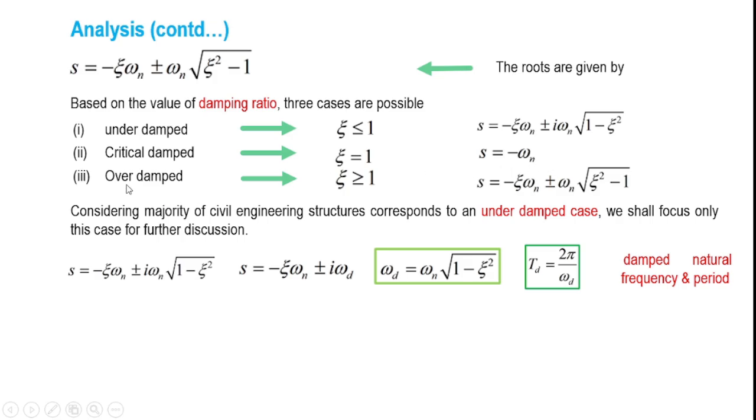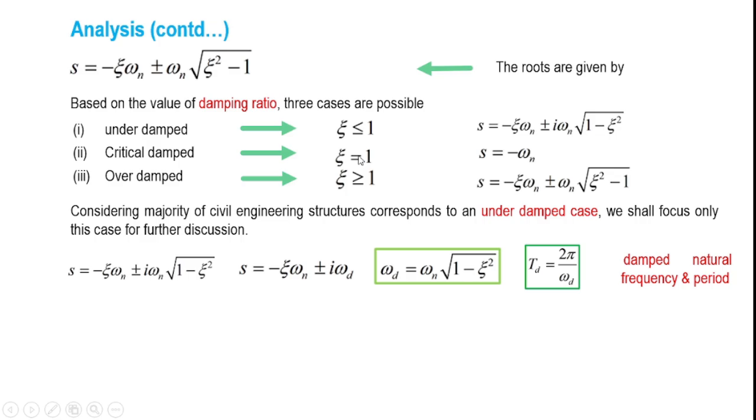Now for an overdamped case wherein the system damping is more than the critical damping, that is very rare, c is greater than or equal to 1, in which case s can be written as minus c into omega n plus or minus of omega n into square root of c square minus of 1. So we find that depending upon the system we choose, we have got dedicated equations for the roots of the characteristic equation.